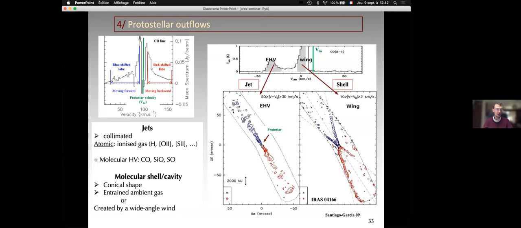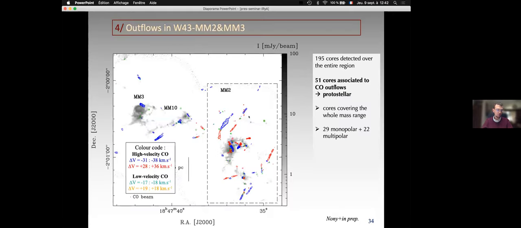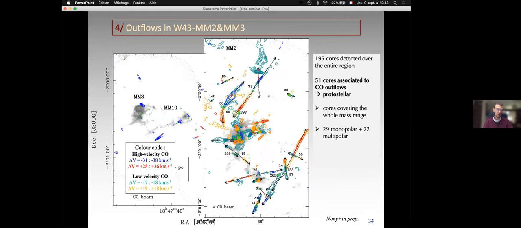I won't go much into detail about the outflows themselves, because I just want to tell you that over the whole core sample, I've detected 51 cores with outflow, either with a single lobe or with bipolar lobes. So on this image, you have the continuum map in gray scale, and in blue and red contours, the CO high velocity emission. It gets slightly more complicated when we add CO at lower velocities.